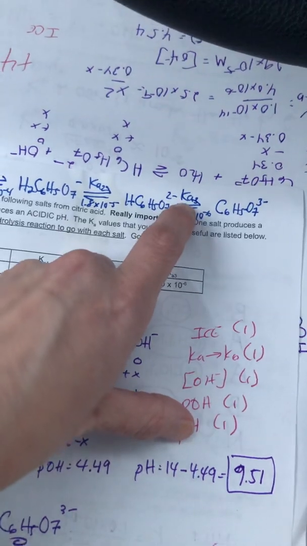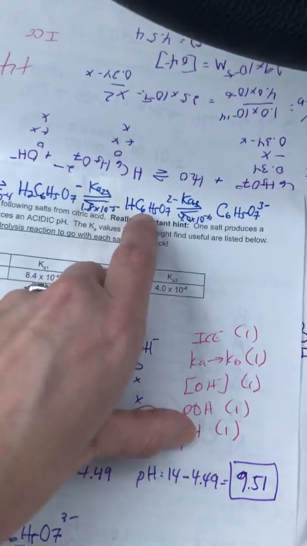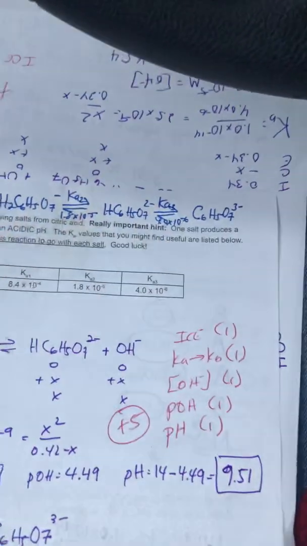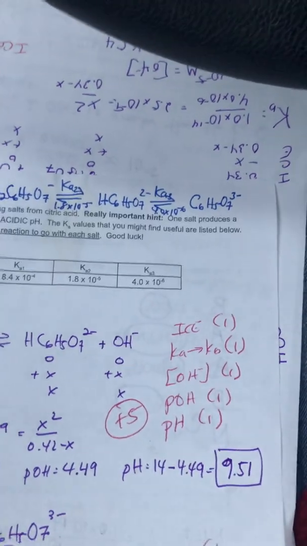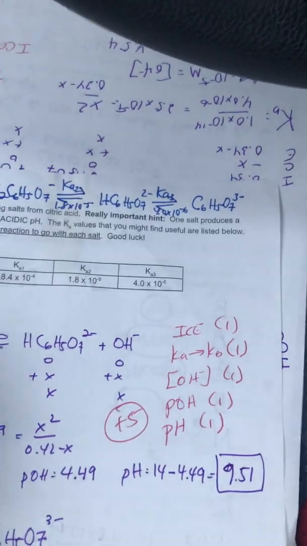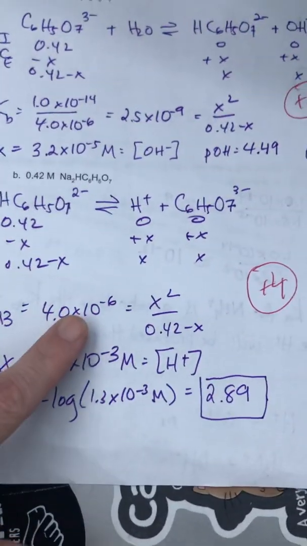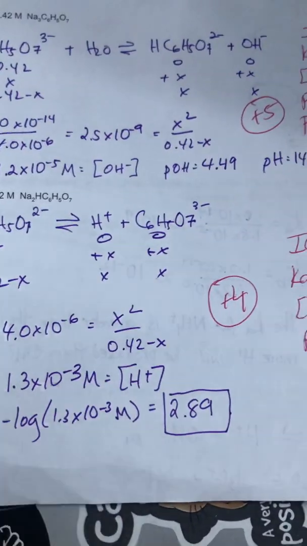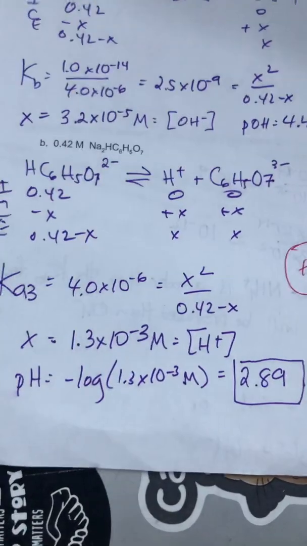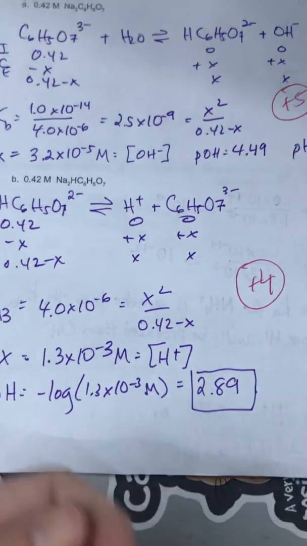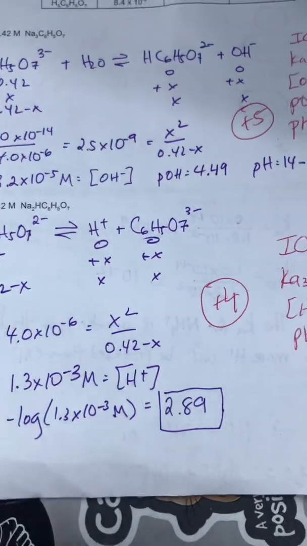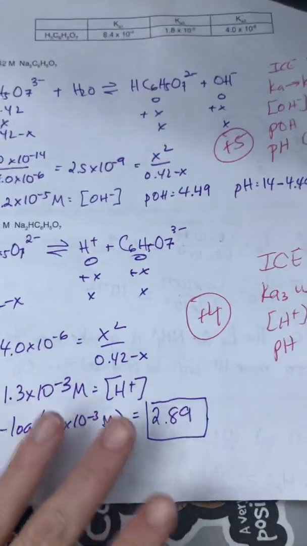So guess what? You're going to use Ka3 because we're going from here to here. And we're going in the forward direction, so we're using Ka because it is acting like an acid. So we would use, indeed, Ka3. Okay, so there it is. And then you can solve like normal. You can solve for the x value and take the negative log of it, and the pH is around 3. If you had the other form, it's a little bit different. Okay, so that's how that works.